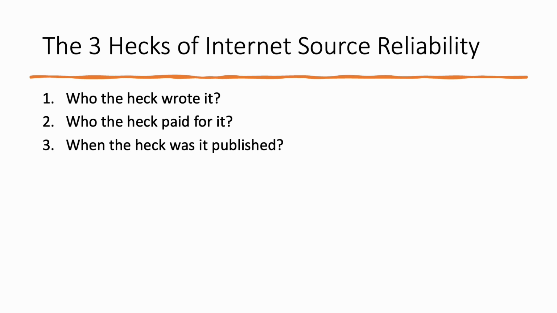Some ways to check the reliability of an internet source is to ask yourself these questions. Who the heck wrote it? Who is it written by? Is there an author? Who paid for it? Is it something that is written by an organization that has something to gain by promoting or publishing information that's skewed towards a certain way? When was it published? Was it published recently or was it published years ago, because the information could have changed?